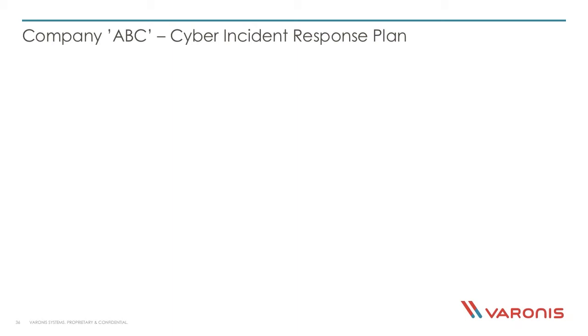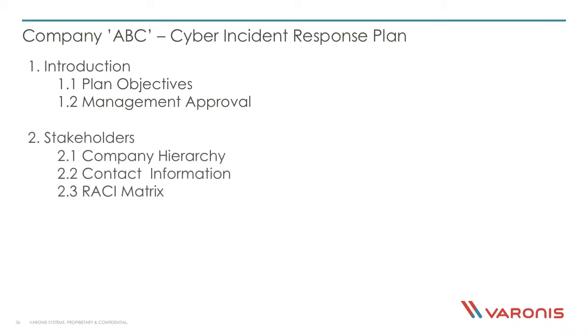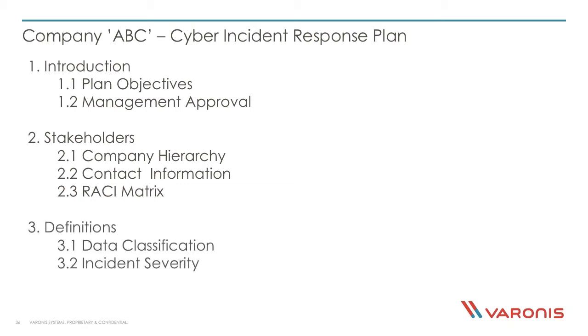So let me show you what the company ABC incident response plan looks like. In the first section, we have an introduction, which states the plan objectives and also contains the management approvals of the plan. Then, in the second section, we have the stakeholders. This section contains the company hierarchy, the contact information of the key stakeholders, and the RACI matrix for the plan.